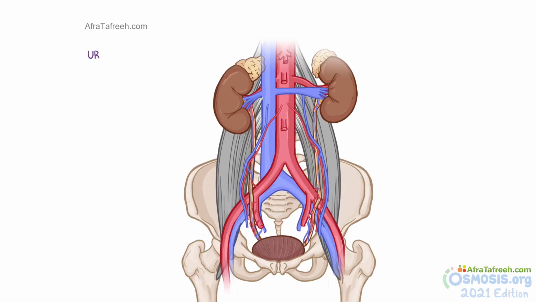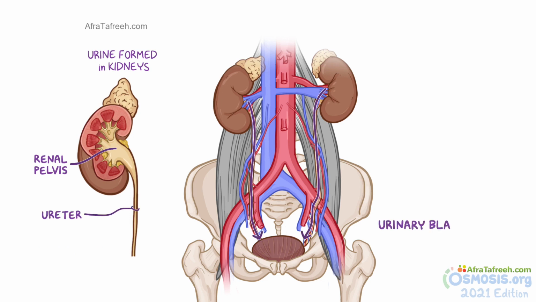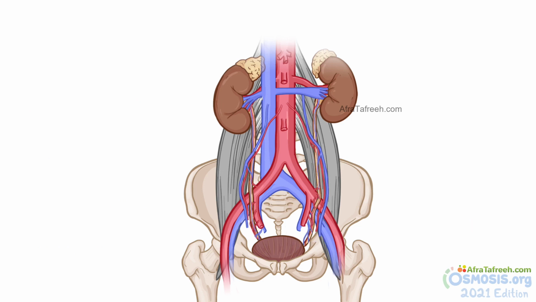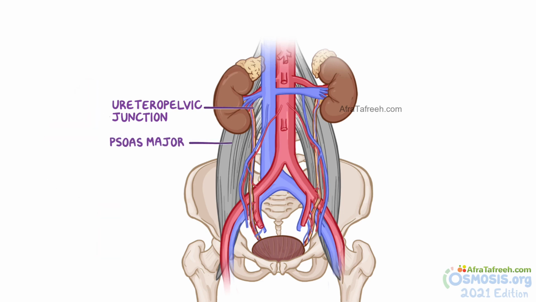Okay, now after urine is formed in the kidneys, it collects in the renal pelvis and leaves the kidneys through muscular tubes called the ureters, which carry the urine from the kidney to the urinary bladder. The point where the ureters meet the renal pelvis is called the uretero-pelvic junction. From there, the ureters then descend retroperitoneally in the abdomen, anterior to the psoas major muscle.